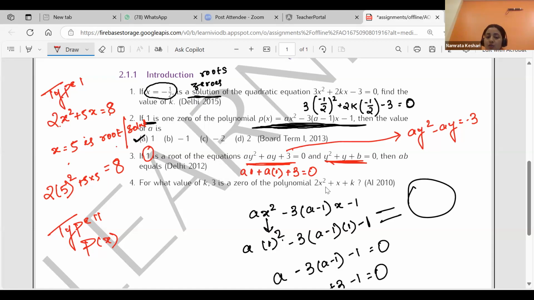When they say zeros, then a polynomial will be given to you, and you will be taking it equals to 0 by yourself. That means this is the value which will make it 0. Getting it? Yes, ma'am. Okay, so these are the two different scenarios.